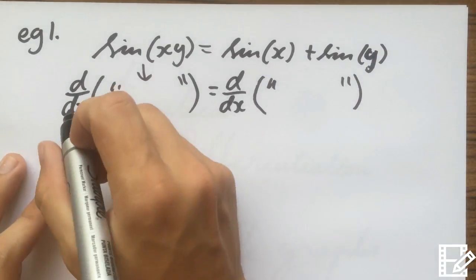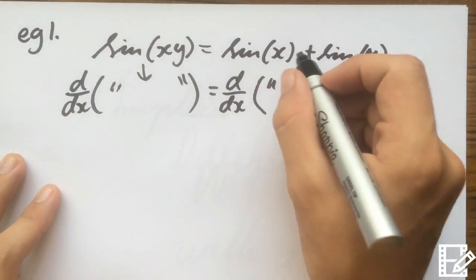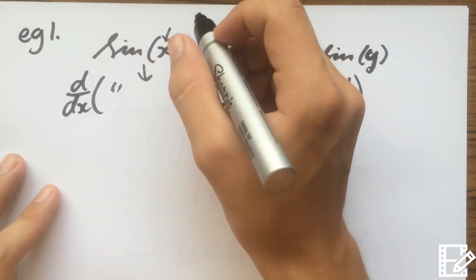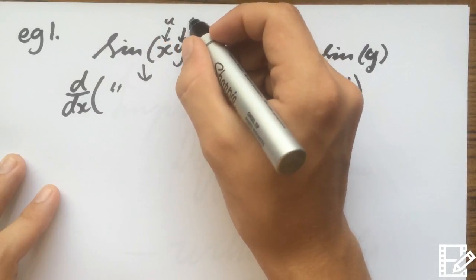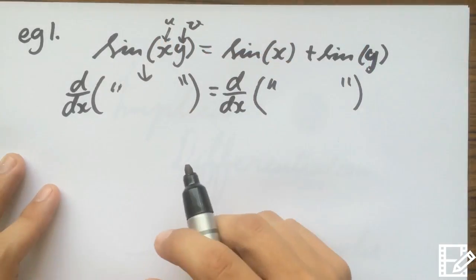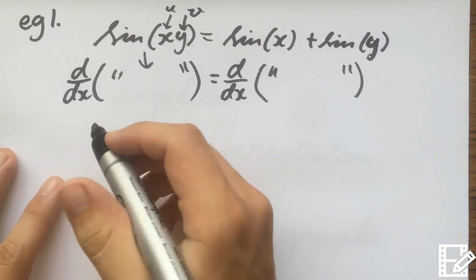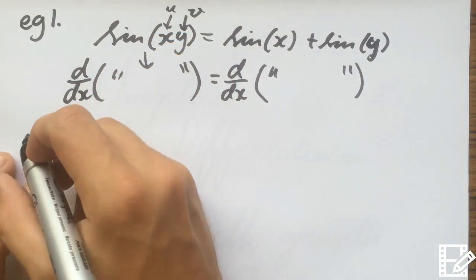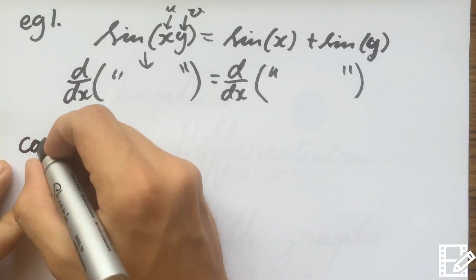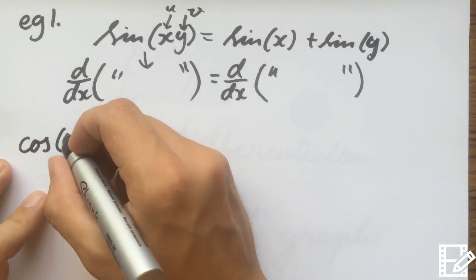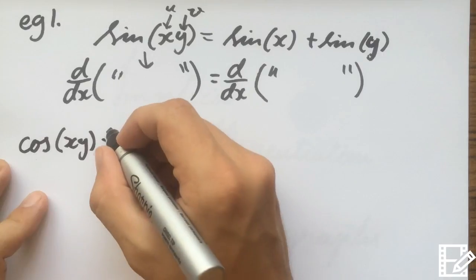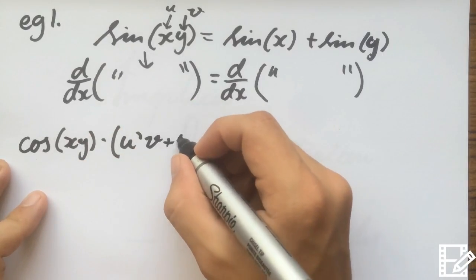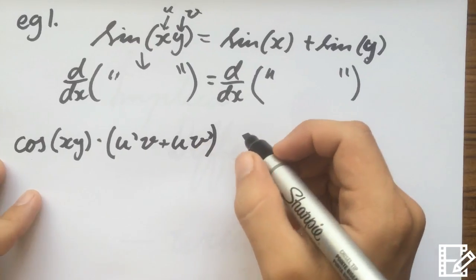Okay, so we have to find the derivative of this and the derivative of this. This is going to be pretty easy. This, we're going to need the product rule. So this one we'll call u, and this one we'll call v. So the first side will be the derivative of the outside, which will be the derivative of sine, which is just cos of xy, and then we multiply that by the derivative of the inside, which will be u dash v plus u v dash.